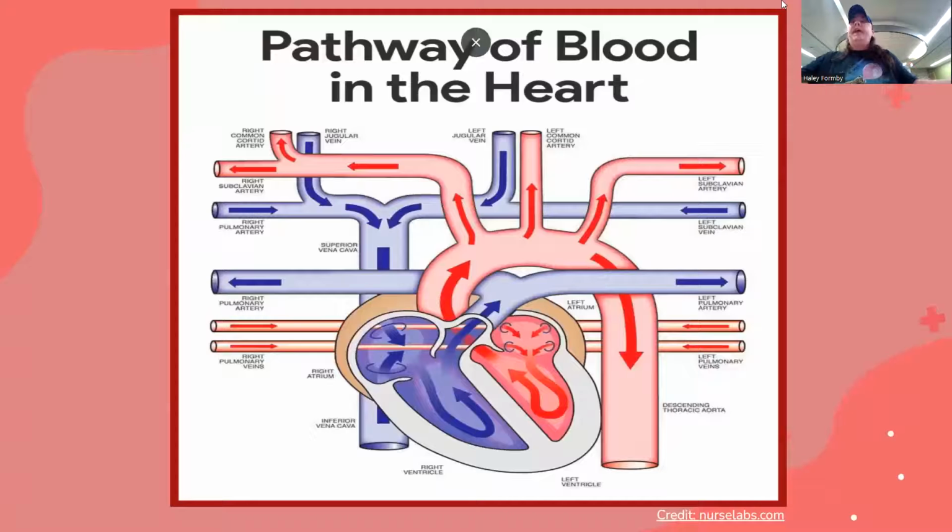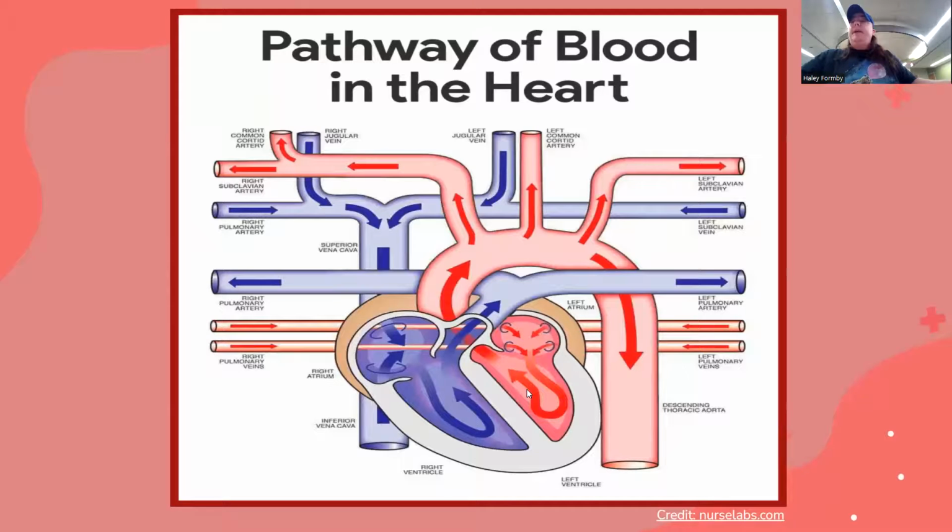In a normally functioning anatomy, freshly oxygenated blood is delivered to the heart from the lungs by way of 4 pulmonary veins, right here, here, and over here. These 4 veins empty into the left atrium, which is a circular area right here. This is a small chamber that sits atop the left ventricle, which is right down here.